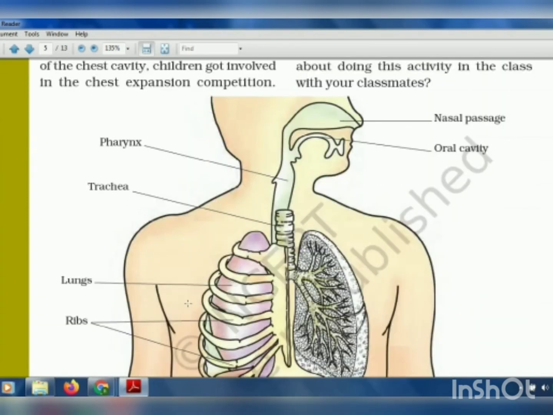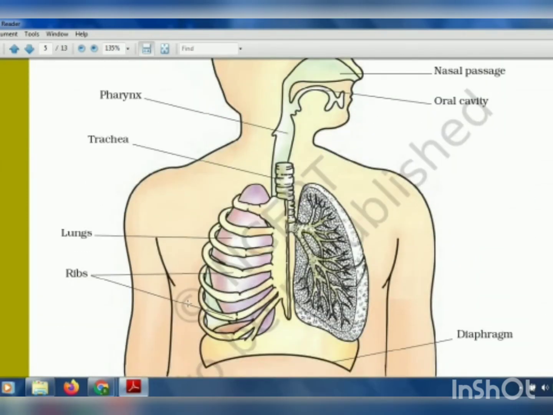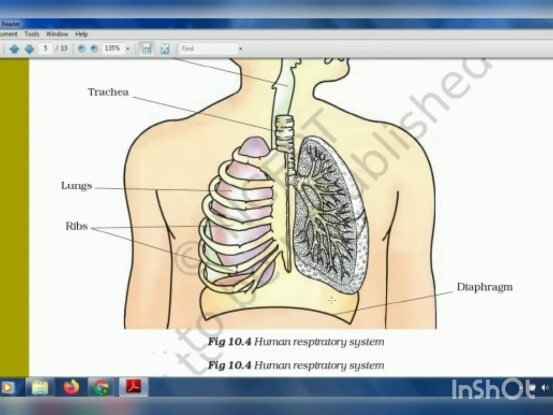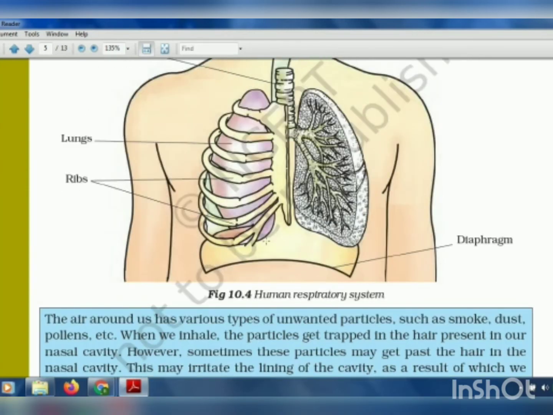Okay, so this is a diagram of our respiratory system, in which you have lungs. Lungs are inside this bone structure called ribs. This lower muscular sheet which forms the floor of the chest cavity, that is the diaphragm.